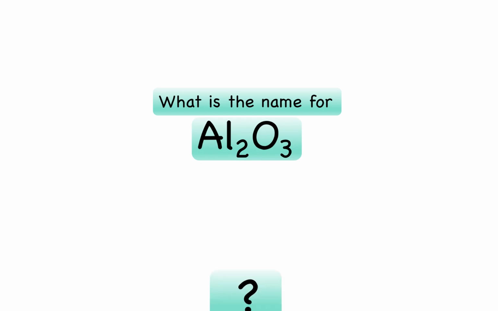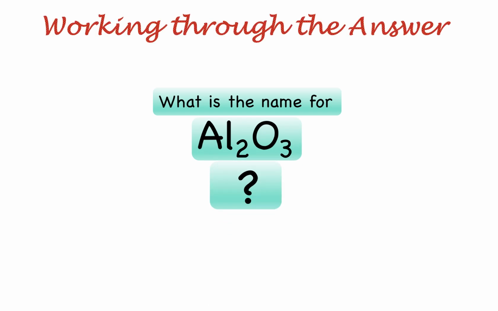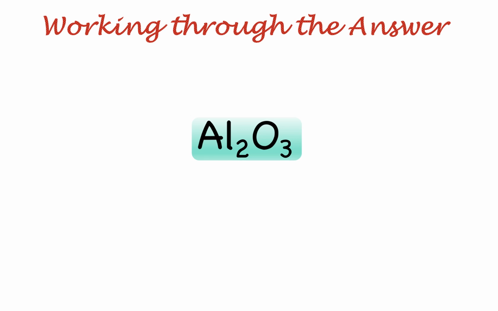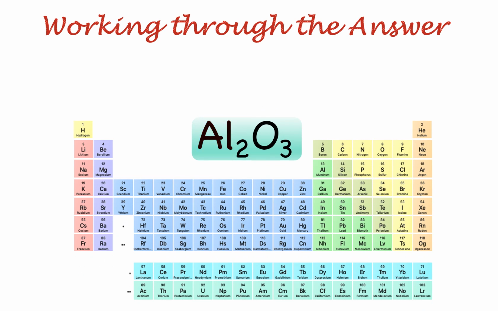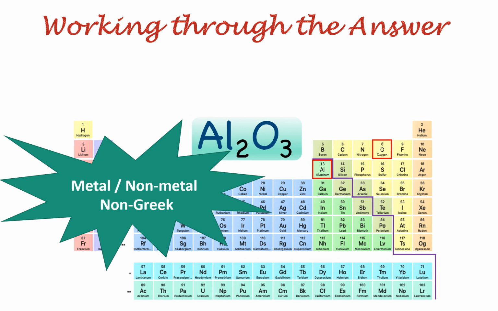Question 2. What is the name for Al2O3? Let's work through the answer for this. Al2O3 is composed of 2 different elements. Therefore, it represents a binary compound. The symbol capital A small l stands for aluminum, and the symbol capital O stands for oxygen. Either from their names or from their location on the periodic table, you determine that aluminum is a metal and oxygen is a nonmetal. So, as a metal-nonmetal compound, the name will not include Greek prefixes.